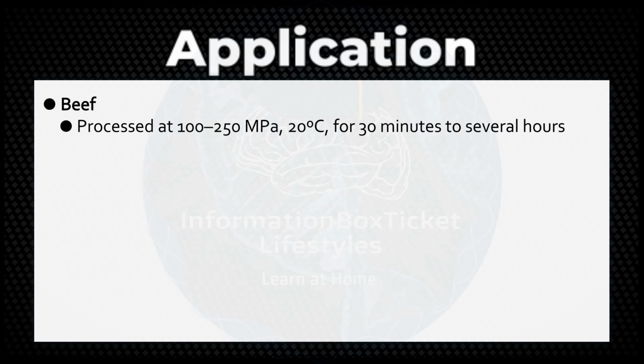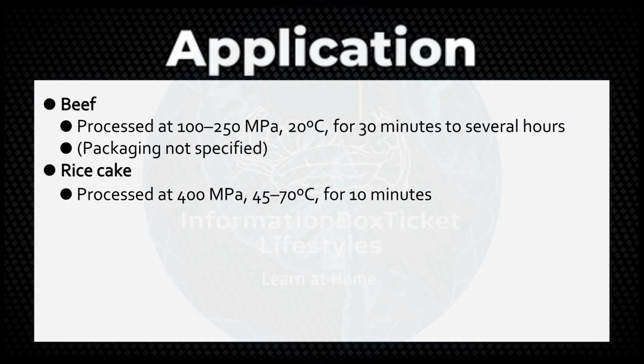Beef, processed at 100 to 250 megapascals, 20 degrees Celsius, for 30 minutes to several hours. Packaging not specified. Rice cake, processed at 400 megapascals, 45 to 70 degrees Celsius, for 10 minutes. Packaging not specified.